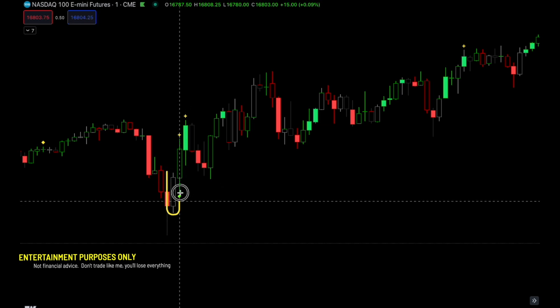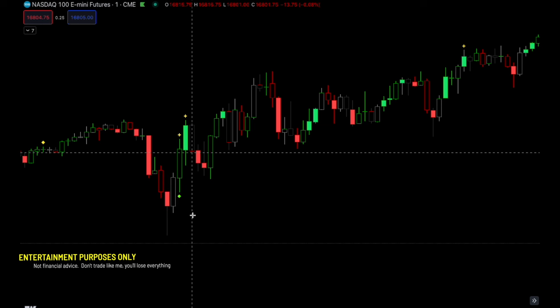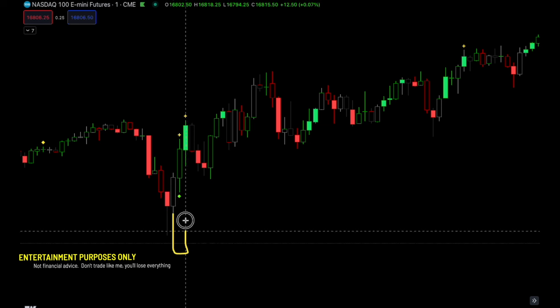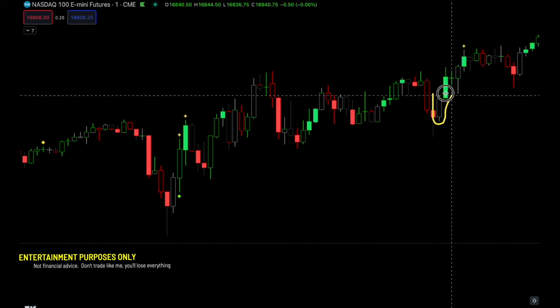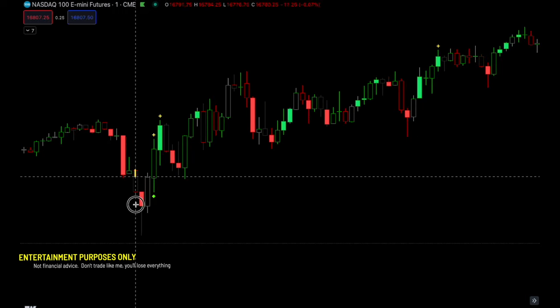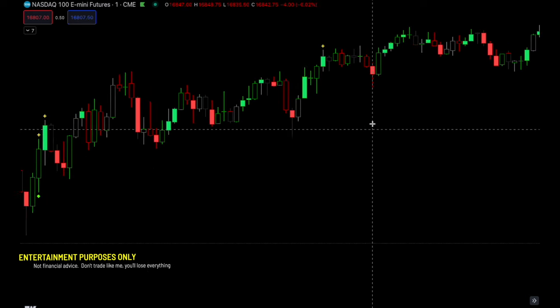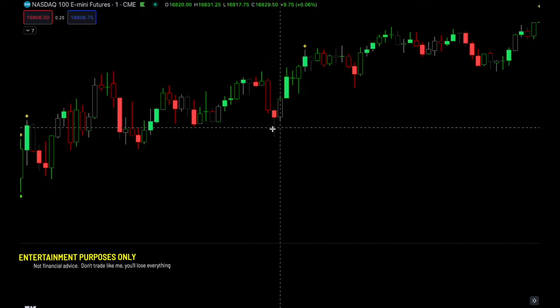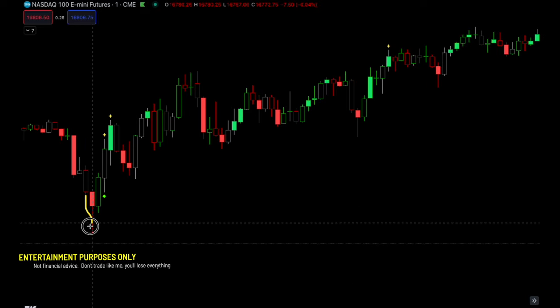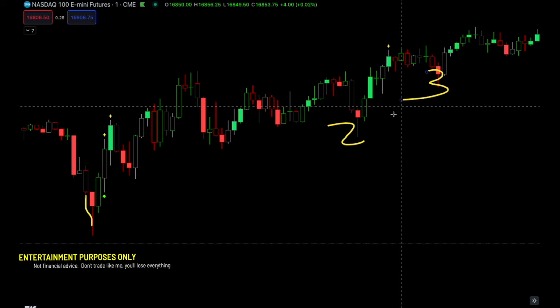And obviously the next candle needs to be going up. I mean, a hammer is fine, but if the next candle is going down, that's an issue. So the next candle needs to be going up. So the next candle is going up here. Next candle is going up here. And the next candle out of this hammer is going up here. So you have one, you have two, you have three good things.